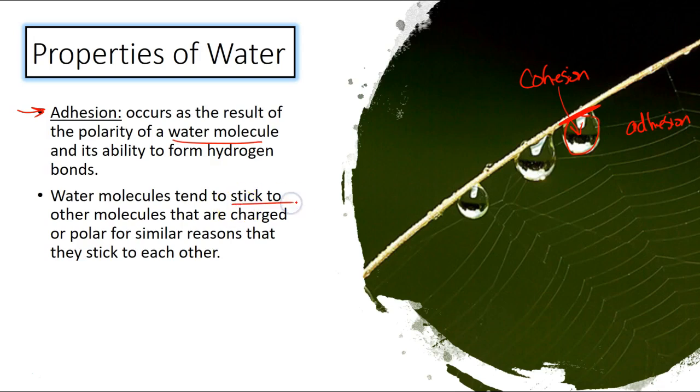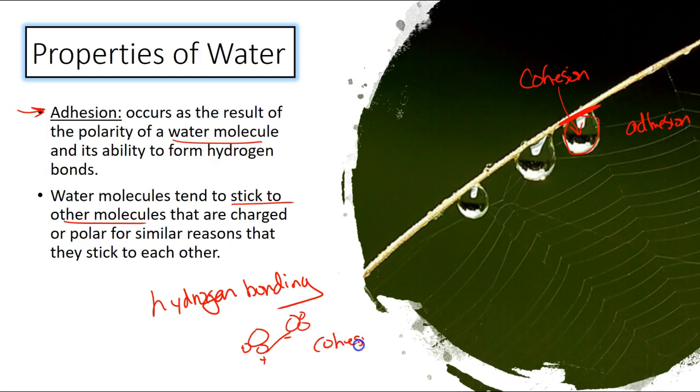Okay, water molecules tend to stick to other molecules that are charged or polar for similar reasons that they stick to each other. It is hydrogen bonding. Okay, hydrogen bonding sticks like molecules together. In this case, water sticking to water. Again, partial positive to partial negative is cohesion. The ability for this water molecule to stick to a particular surface protein, in this case, would be adhesion. Okay?